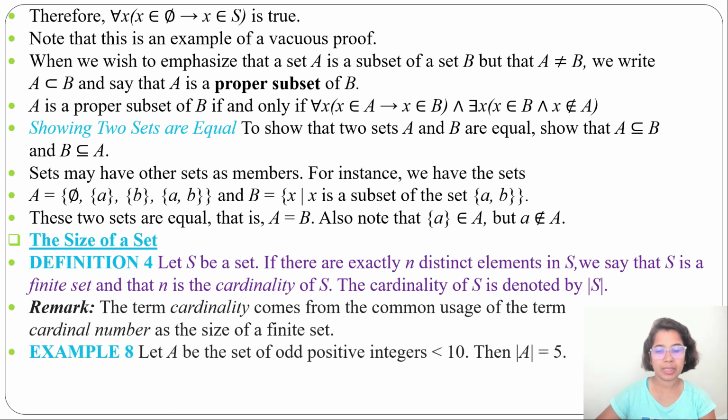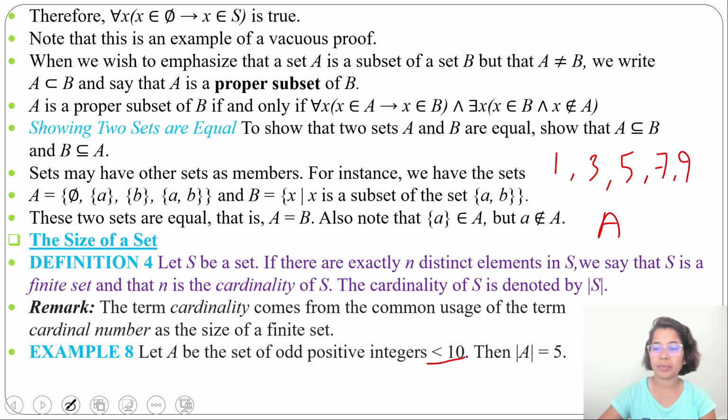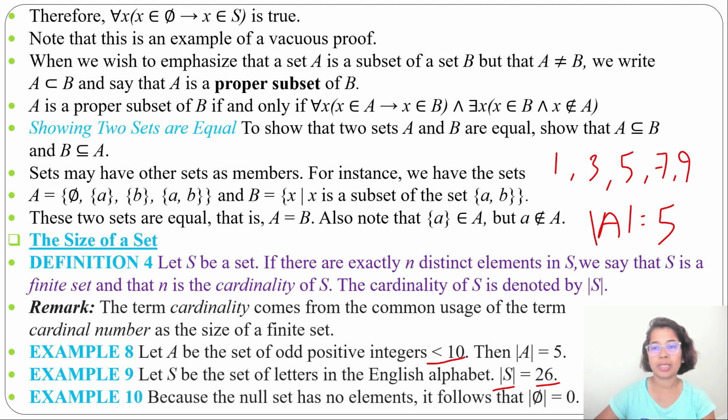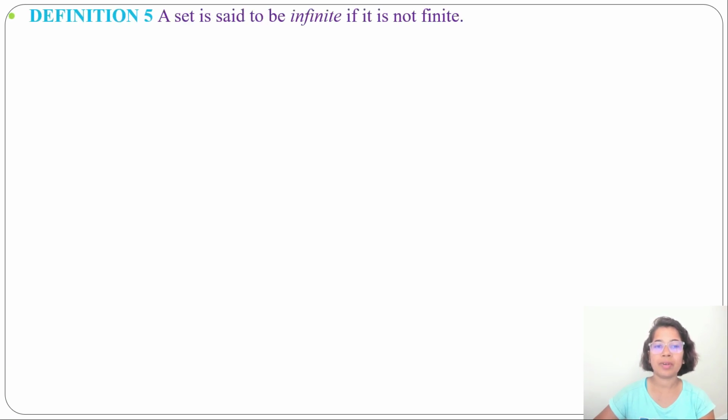Let's see one example. Example 8. Let A be the set of odd positive integers less than 10. So the odd positive integers less than 10 are 1, 3, 5, 7, 9. Now the cardinality of A will be 5. There are 5 elements. Now for the English alphabet S, the cardinality will be 26. There are 26 letters. For the null set, its cardinality will be 0. There are no elements. And we can find cardinality only for a finite set.